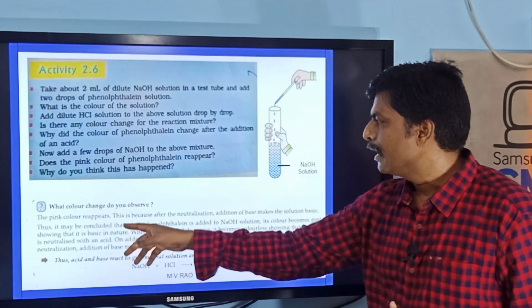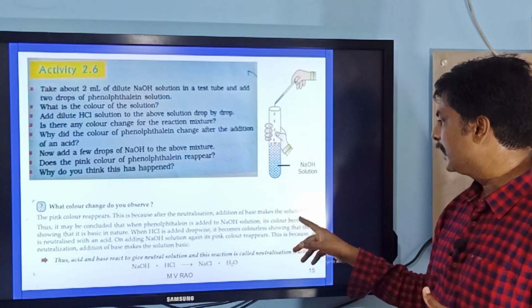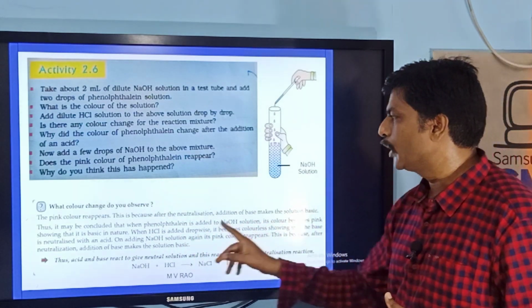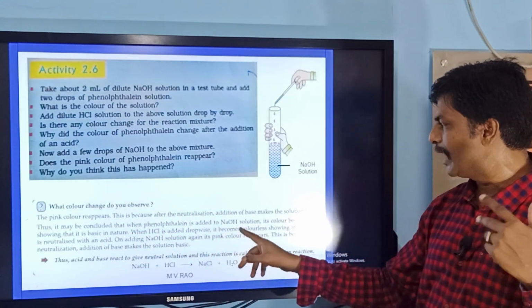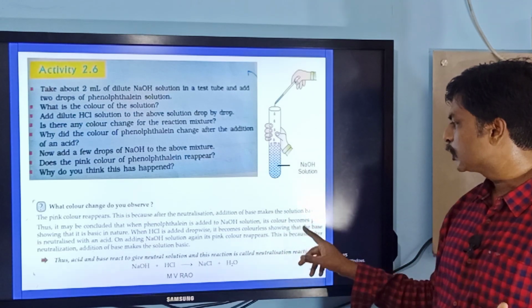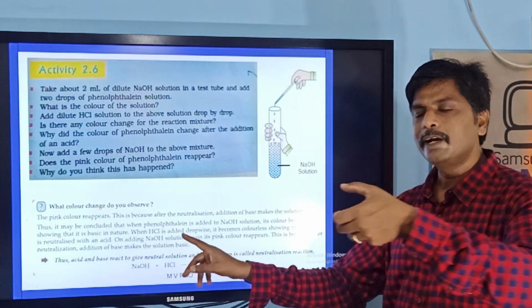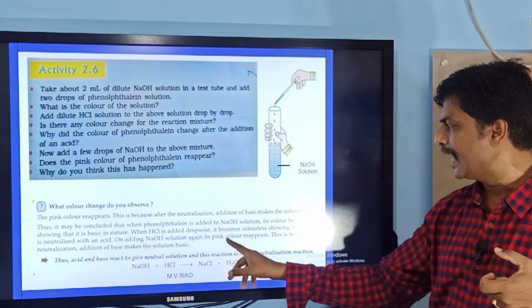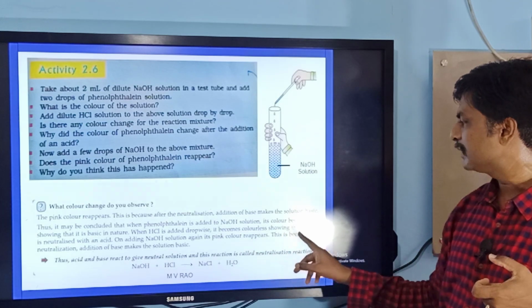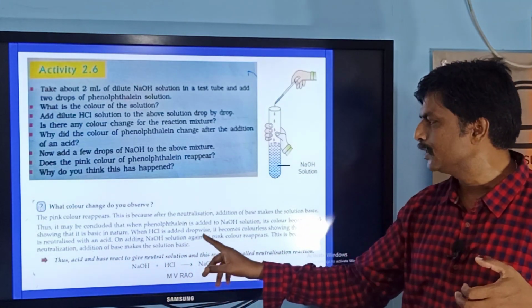Thus it may be concluded that when phenolphthalein is added to NaOH solution, its color becomes pink, showing that it is basic in nature. When HCl is added dropwise, it becomes colorless, showing that the base is neutralized. The word is important: neutralized with an acid. On adding NaOH solution again, its pink color reappears, because after neutralization, addition of base makes the solution basic.